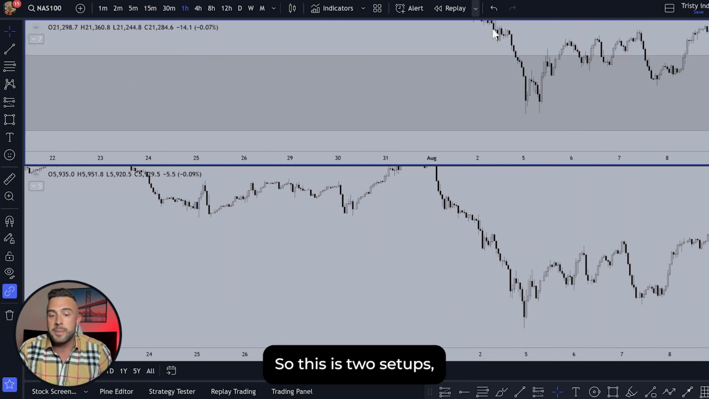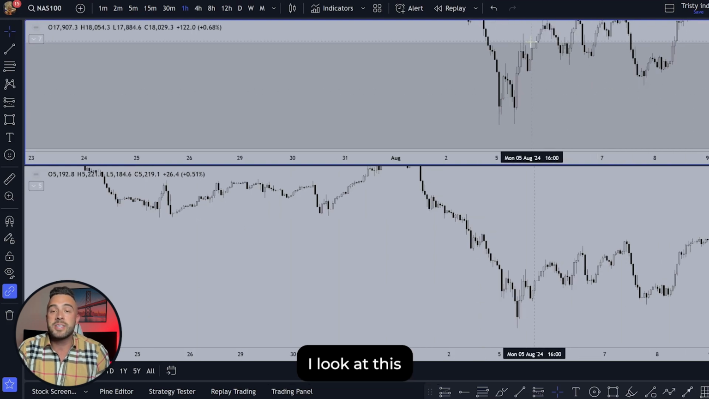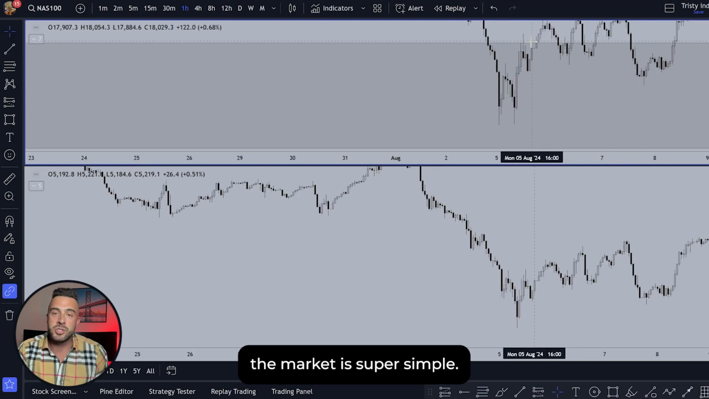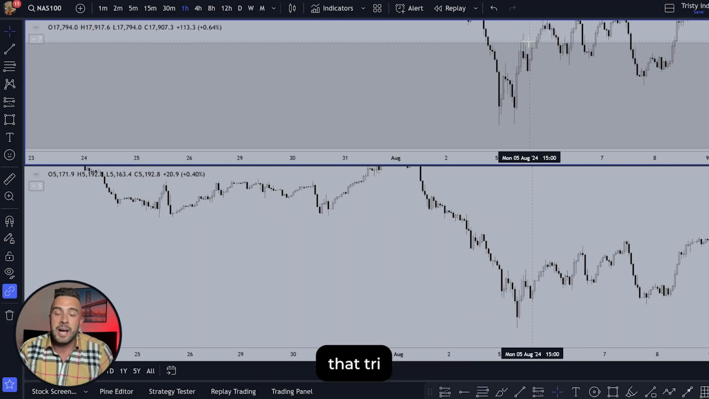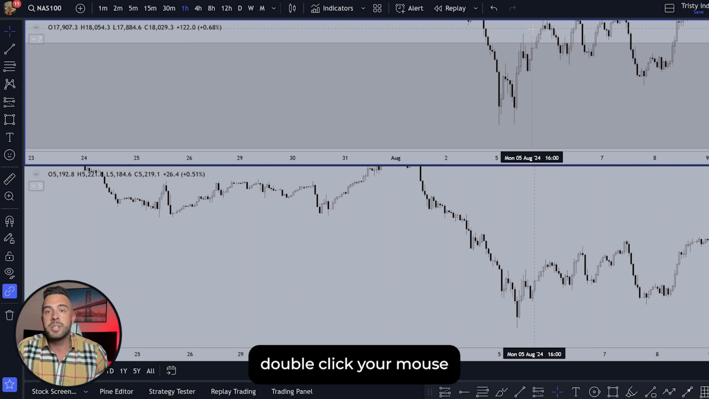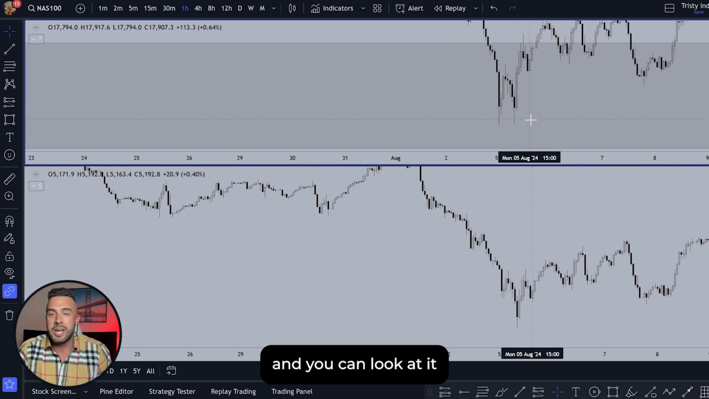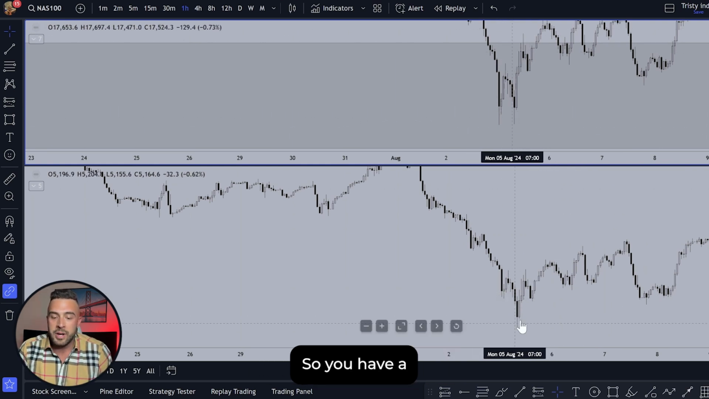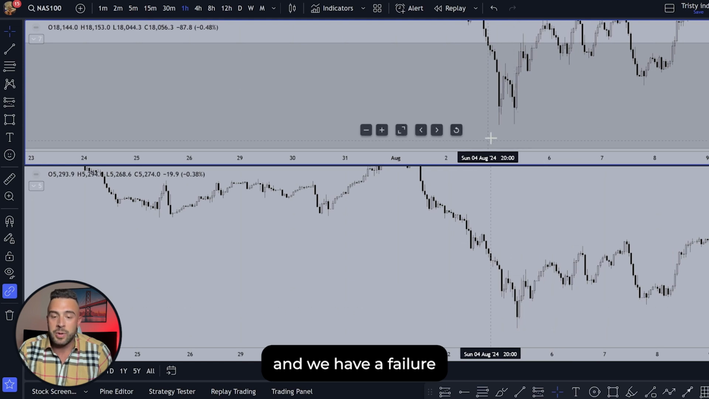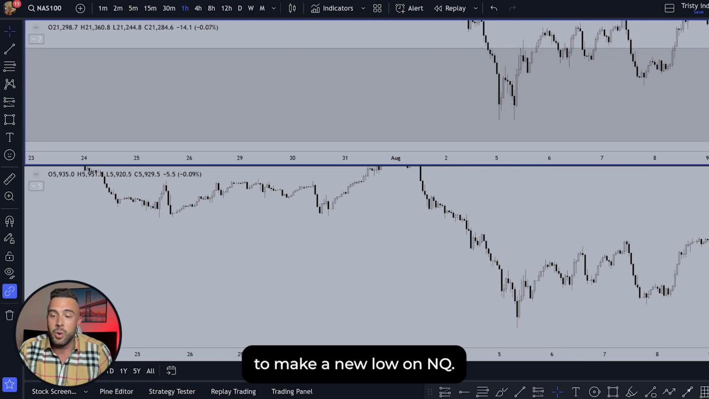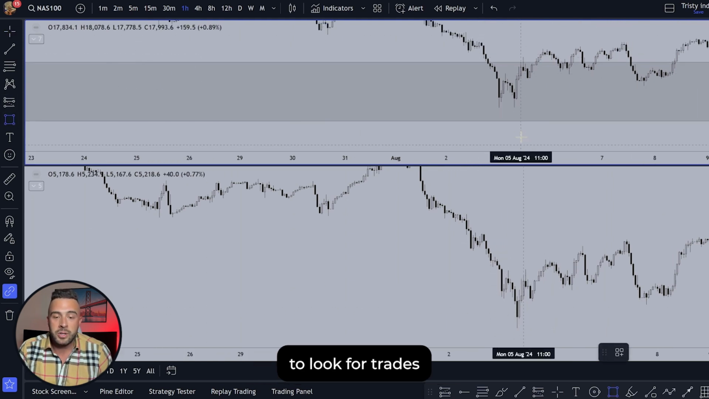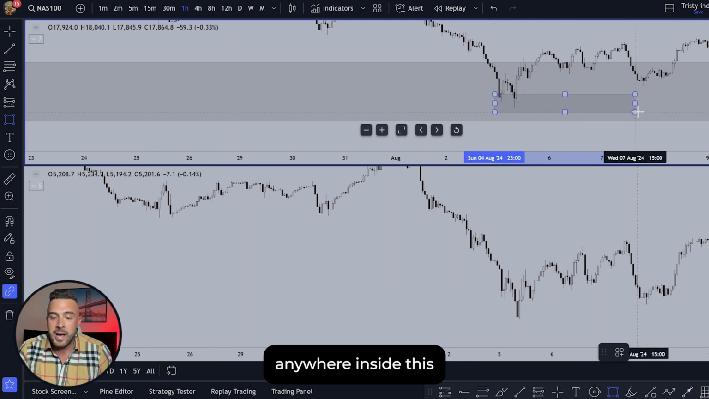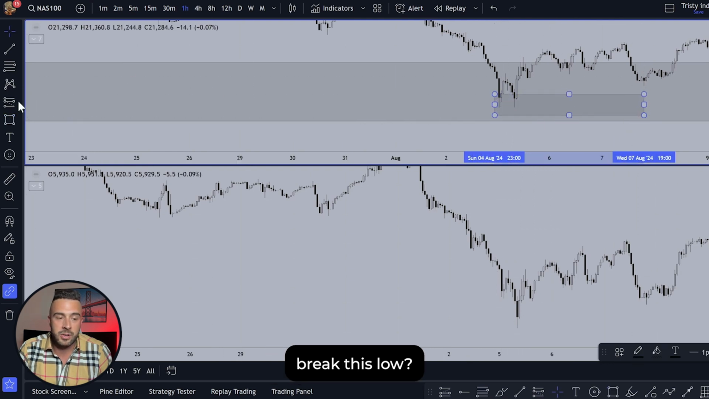So this is two setups all within a 2-week span of doing the exact same thing. I look at this every single week in the market. It's super simple. Once you have that TDI indicator on your chart, you just simply double click your mouse and it pops up and you can look at it a couple seconds. So right here, you have a new low on ES and we have a failure to make a new low on NQ. So where are we going to look for trades? Anywhere inside this, as long as it doesn't break this low.